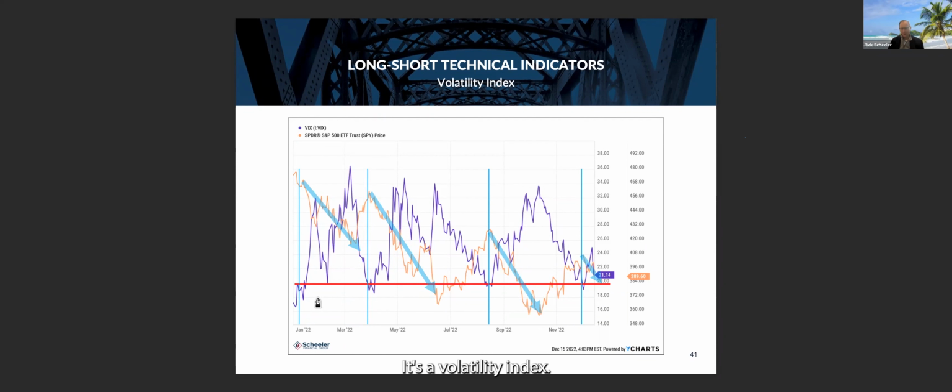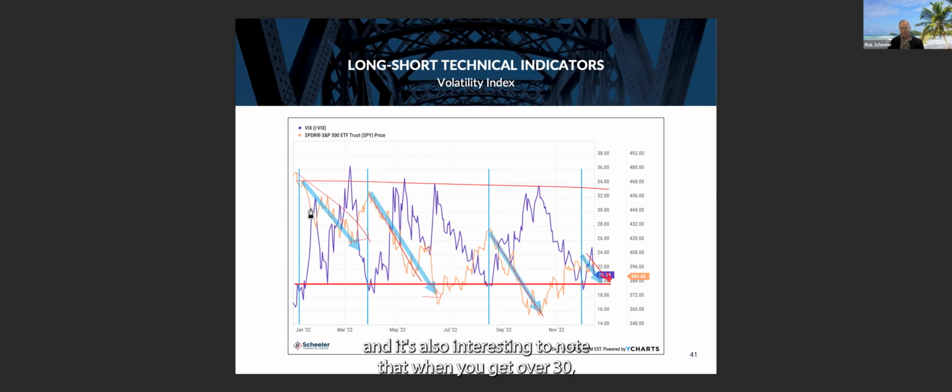It's called the VIX. It's the Volatility Index. Again, it works very much the same way. When it tends to go under 20, the purple is the VIX and the orange is the S&P 500. When it goes under 20 and the VIX is low, the volatility is low, people are complacent. That's when you tend to get your sell-offs. You see that every time that VIX has been under 20, you tend to get a sell-off. Now, how deep that sell-off will be and how long it'll last, it's hard to know.